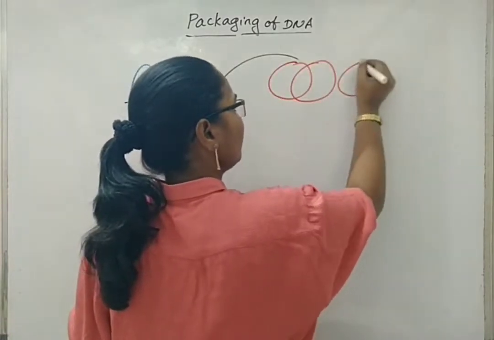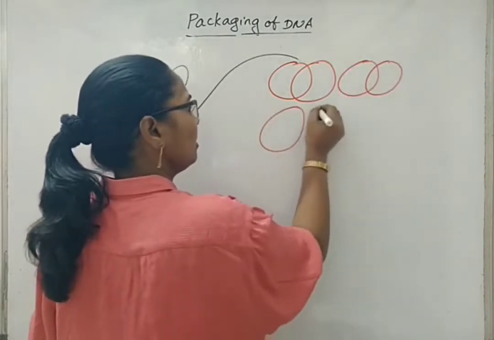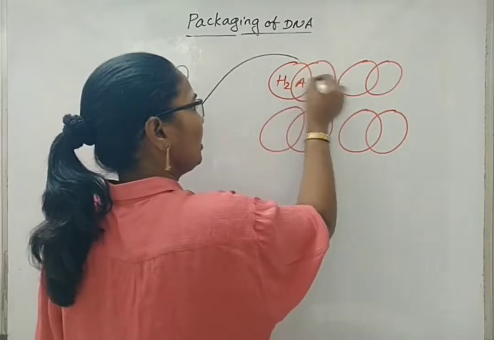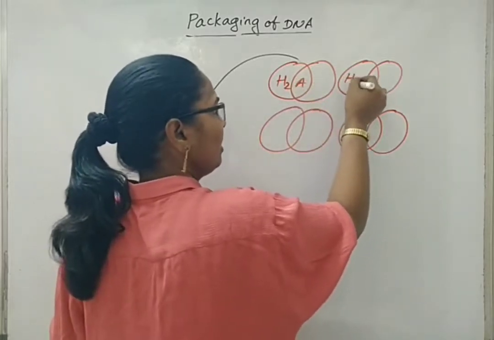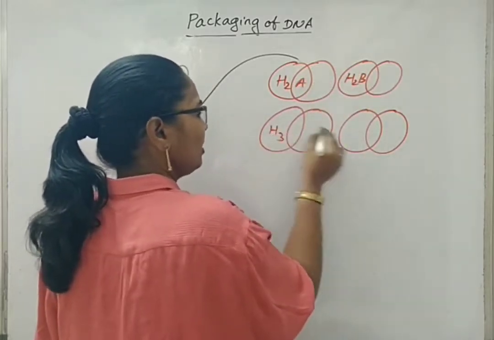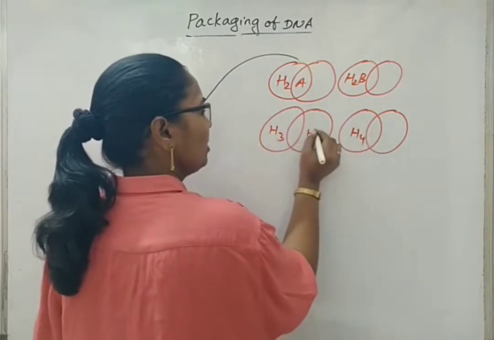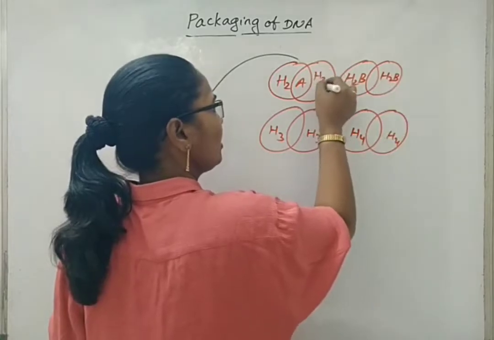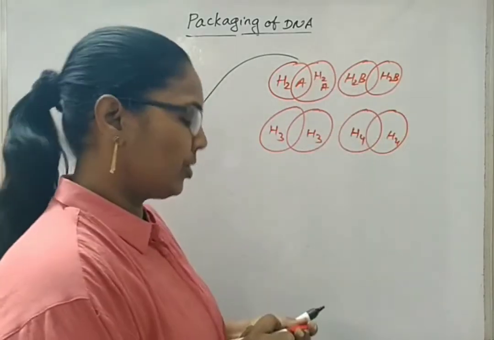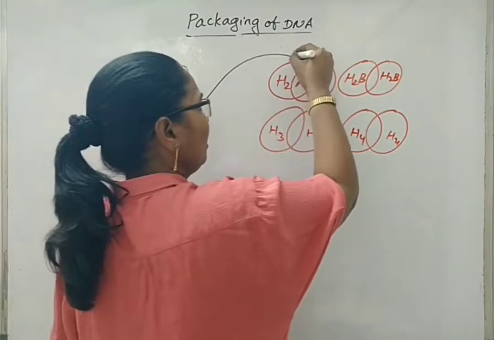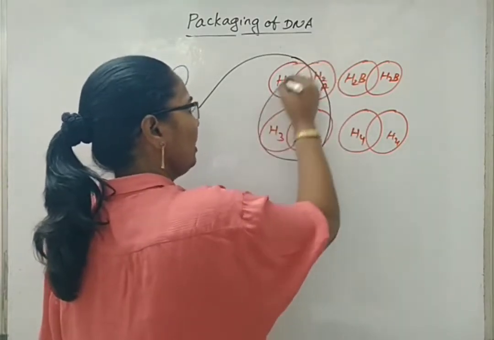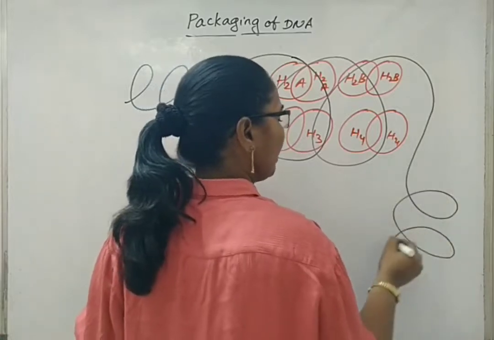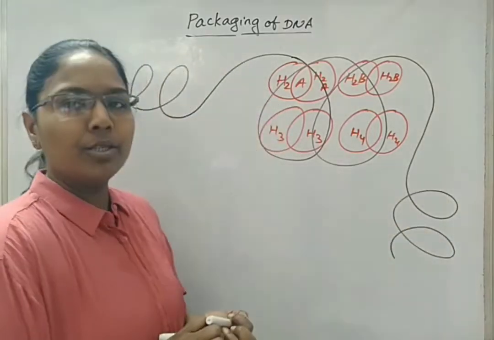H2A, H2B, H3 and H4. So H2A, 2 number means pair, H2B and H3 and H4. So this is H3, this is H4, this is H2B, this is H2A. So totally 8 number of histone proteins. Now DNA is coiled around histone octamer like this, and again it continues with another coiling of another histone octamer.